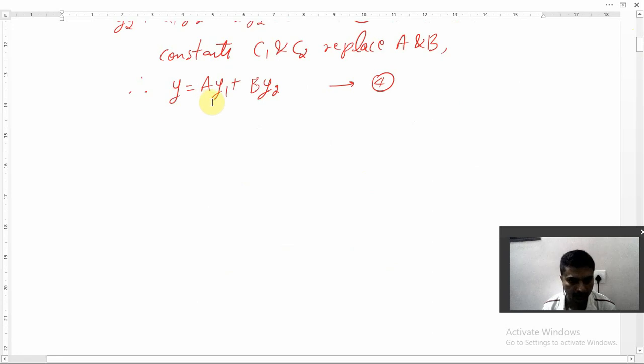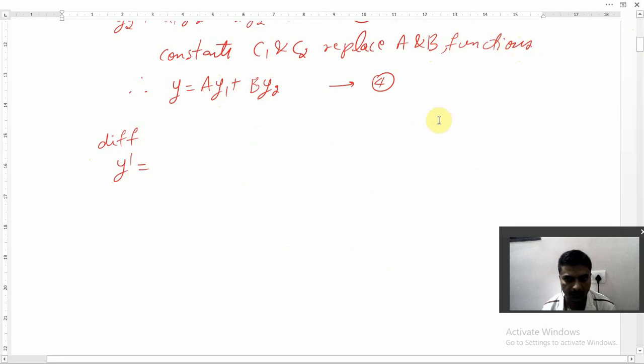Now I'll differentiate this. Differentiating with respect to x, students, you determine a and b in this process. Therefore, when we differentiate, we get y dash is equal to, now you can see, a into y1. Now a is also a function; we replaced a and b by functions.